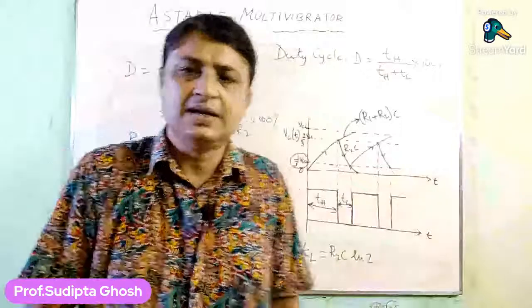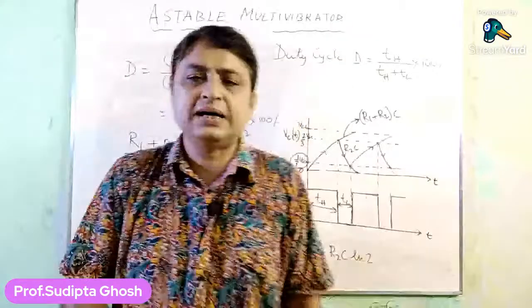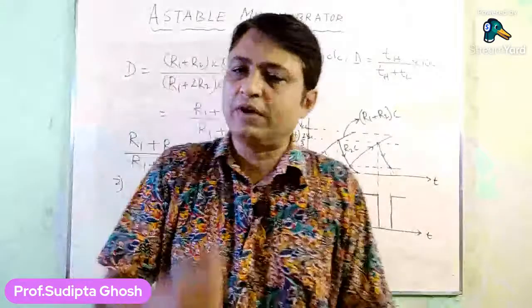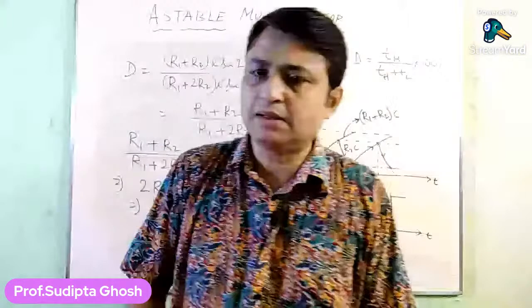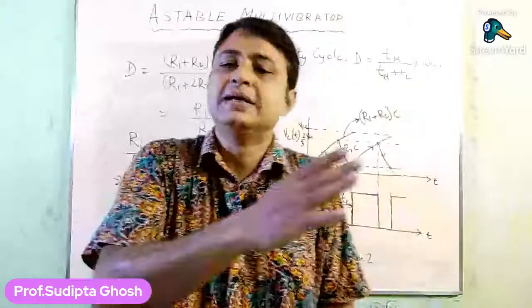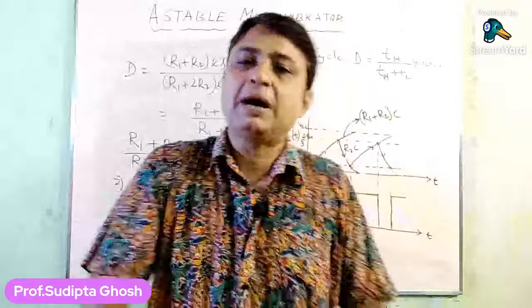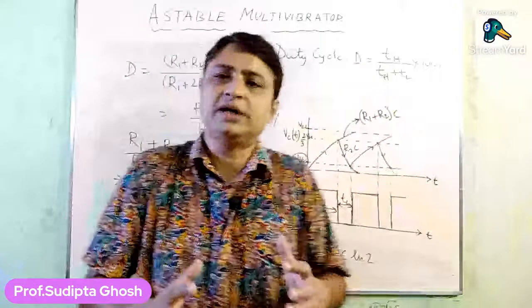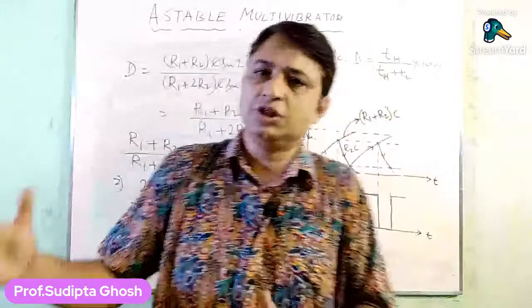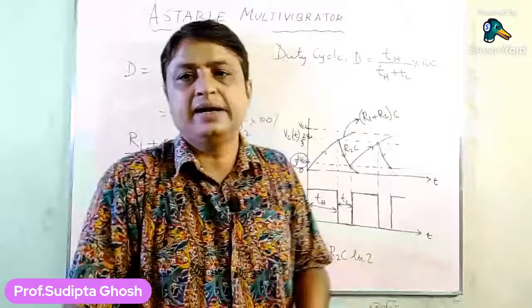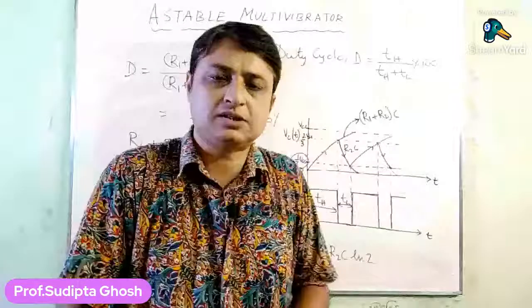But is it right that we can't get a square wave output waveform from an astable multivibrator? Yes, it is right, but this can be made by adjusting some circuit components, but that is not in the scope of your syllabus to discuss.